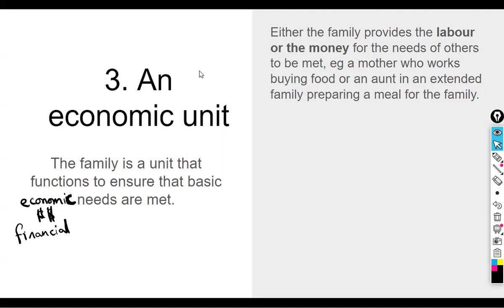Or they could provide the labor. So the aunt in the extended family could cook the meal for the family while they're out. The aunt doesn't work, she stays at home, but she provides the labor to help meet the economic need, right? So the economic need is not just things that have to be bought.